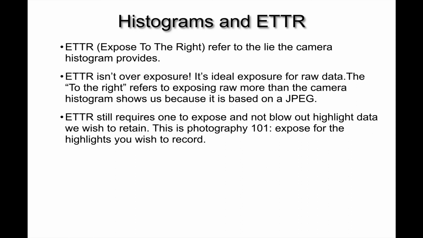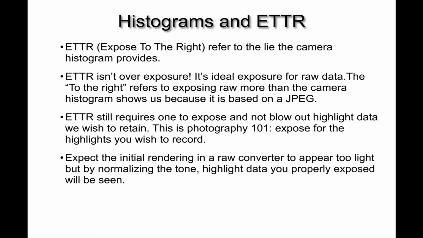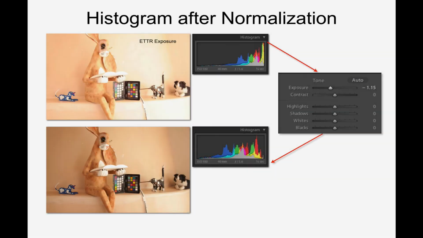Exposed to the right isn't about overexposing. It's about exposing for the highlights you wish to record. Expect the initial rendering in a raw converter to appear too light, but by normalizing the tone, the highlight data you properly expose can be seen. So here's an example of what I mean by normalization.